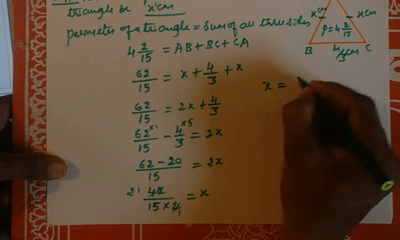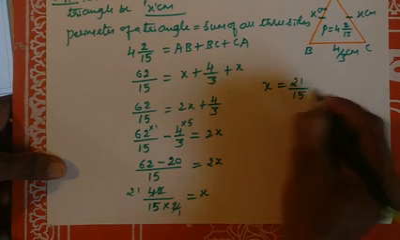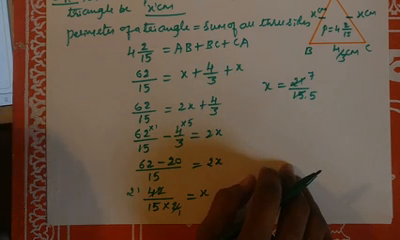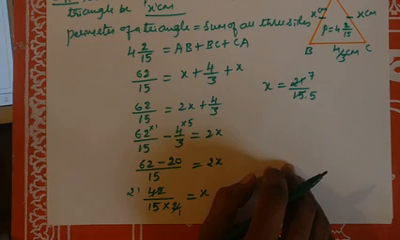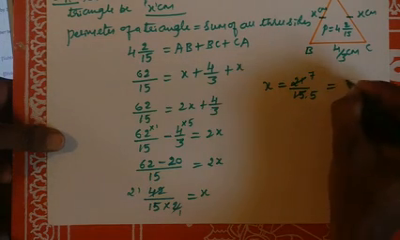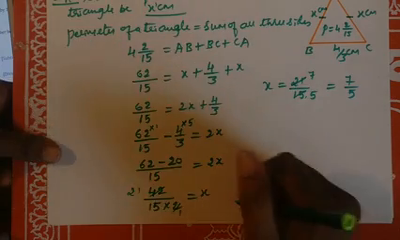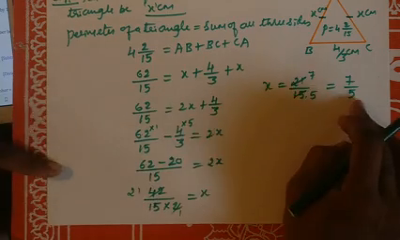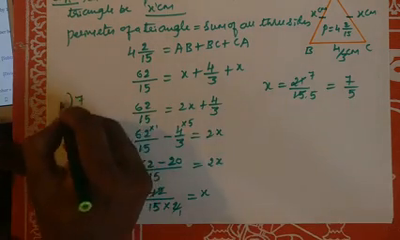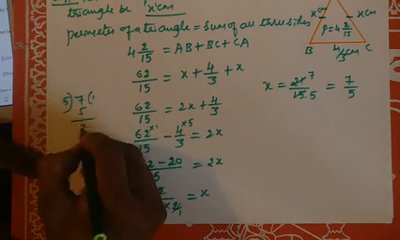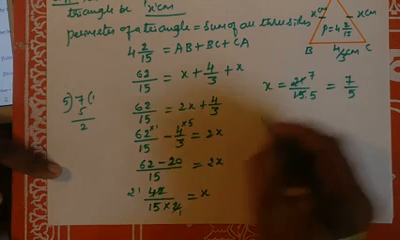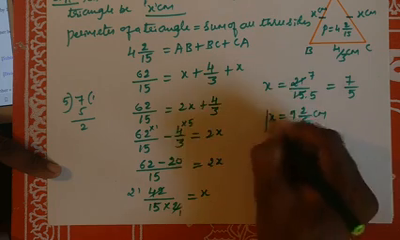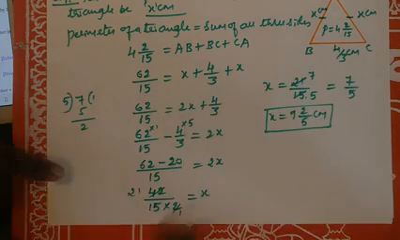x is equal to 21 by 15. See, 3 sevens are 21, 3 fives are 15, which is equal to 7 by 5. We can write it in mixed fraction. 7 divided by 5: 5 ones are 5, remainder 2. So 1 whole 2 by 5 centimeter. x is equal to 1 whole 2 by 5 centimeter. See, this is the answer.